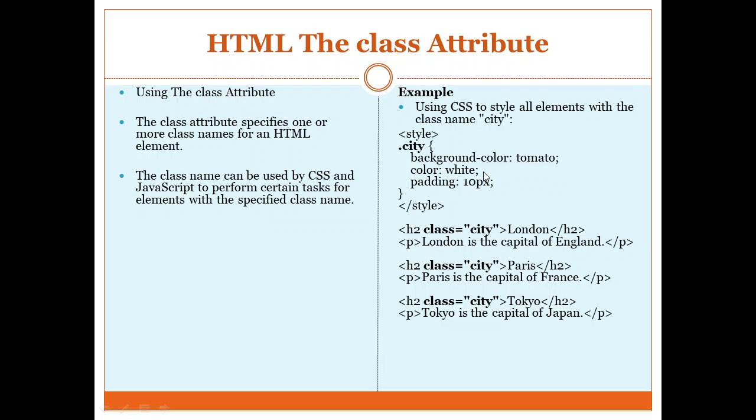Here we are using CSS code to style all the elements within the class name city. Within the style tag I have placed the city class. With this city class the background color would be tomato, the color of the text would be white, and the padding would be 10 pixels. Whenever a city name appears in a paragraph, it will be displayed with these styles.